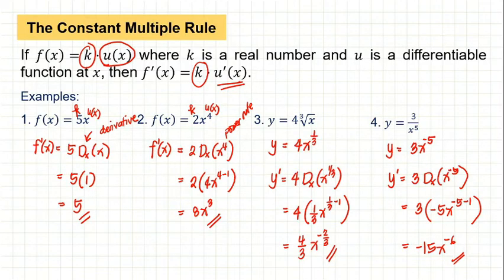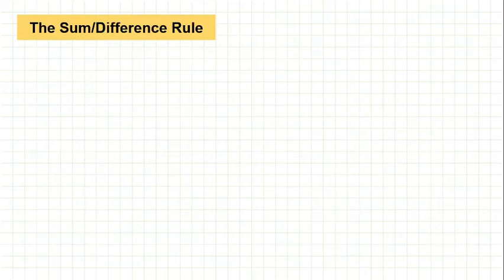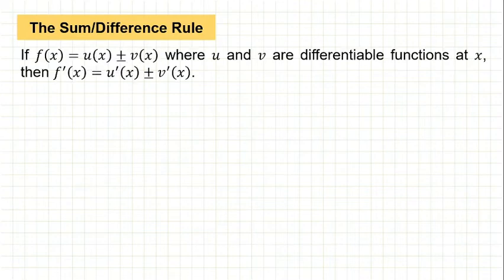Okay? Now, for the last theorem that we are going to discuss for this part of the video, we will have the sum or difference rule. So, what does this theorem state? So we have, if f of x is equal to u of x plus or minus v of x, where u and v are differentiable functions at x, then f prime of x is equal to u prime of x plus or minus v prime of x. So anong nangyari dito?